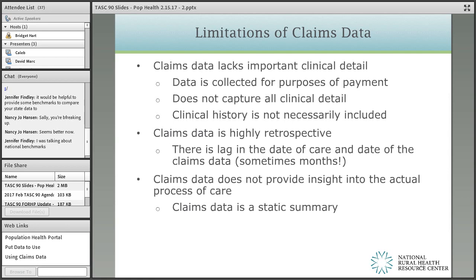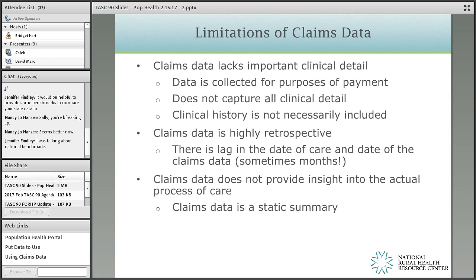Now, although claims data can offer organizations an opportunity to derive information regarding population health, there are numerous limitations that must be considered. First, claims data does lack important clinical detail. Claims data is designed to capture only as much detail as is required to determine payment. This type of data does not capture all of the clinical details of the patient care process.